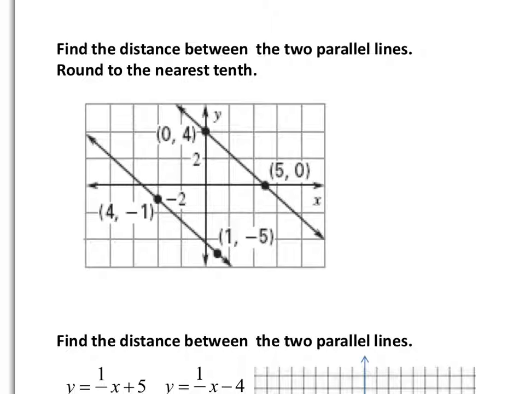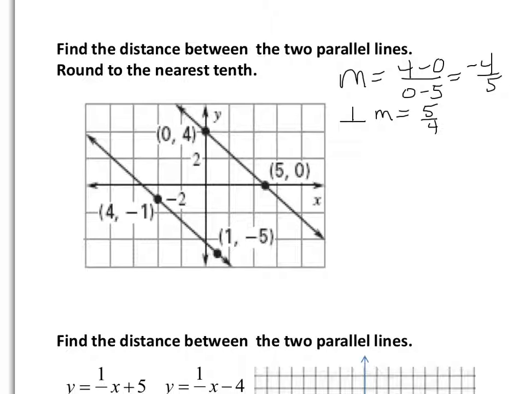So, using points (0, 4) and (5, 0), let's figure out what the slope is. m is equal to the change in y, so we have (4 minus 0) over (0 minus 5). So the slope of the parallel line is going to be negative 4/5. So the perpendicular slope that we're looking for is the opposite reciprocal of that, which is going to be positive 5/4.